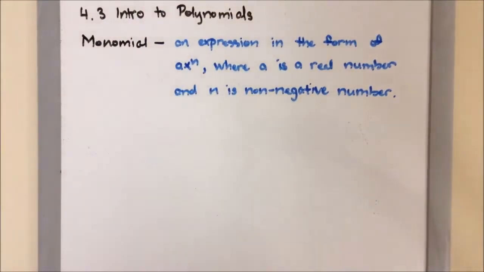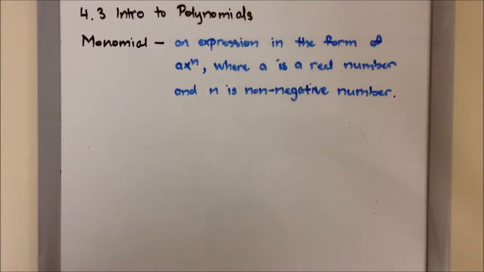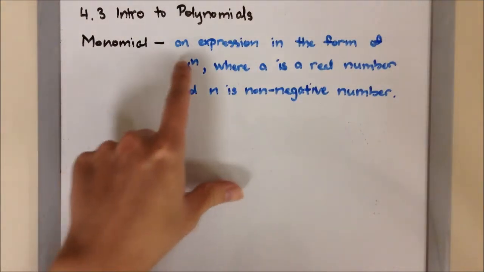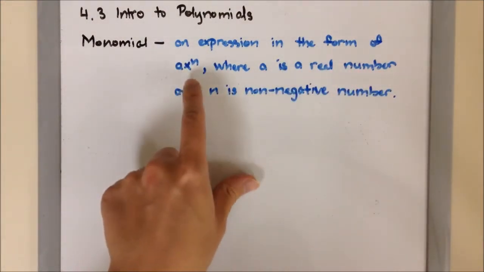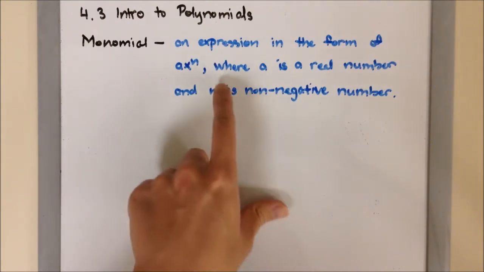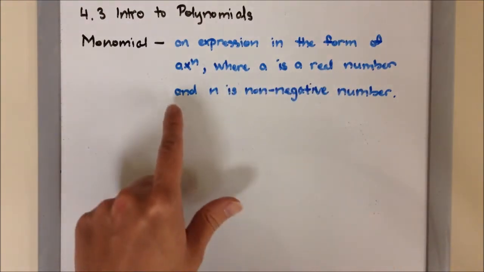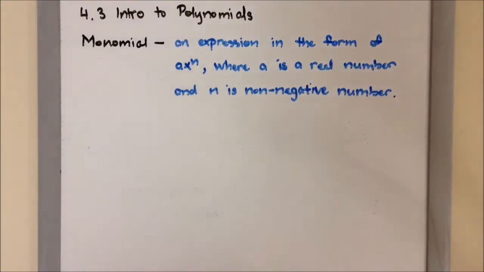Welcome to section 4.3, Intro to Polynomials. First, we're going to talk about the types of polynomials. The first one I wrote is monomial, an expression in the form of ax to the n power, where a is a real number and n is non-negative number.